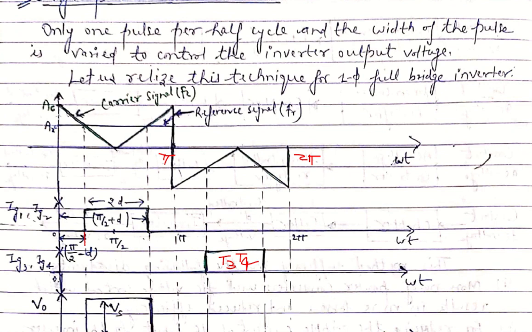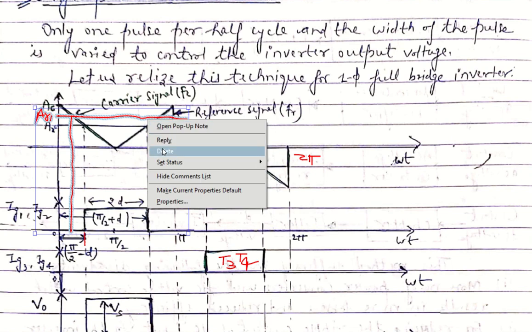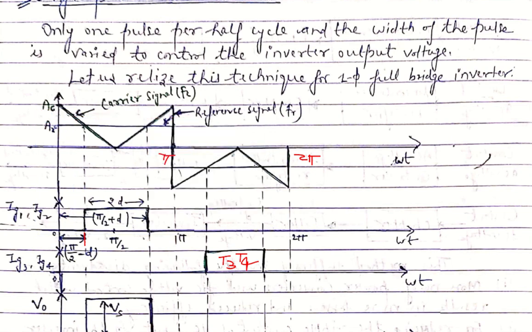If we increase its level from AR to AR1, and now draw the perpendicular lines, then by the intersection, by the comparison of these two parts, sorry for the disturbance, if we mark lines from here and from here by shifting the amplitude of this reference pulse from AR to AR1, now the pulses are generated having a width of greater than 2d.